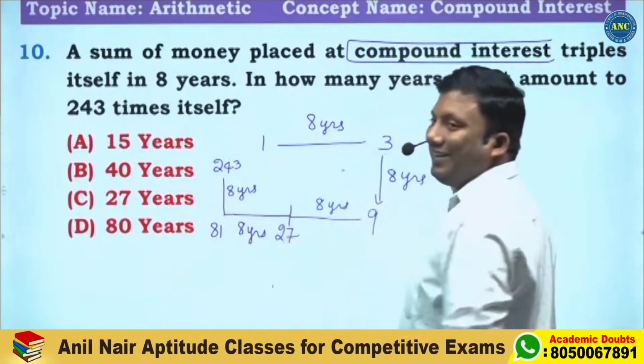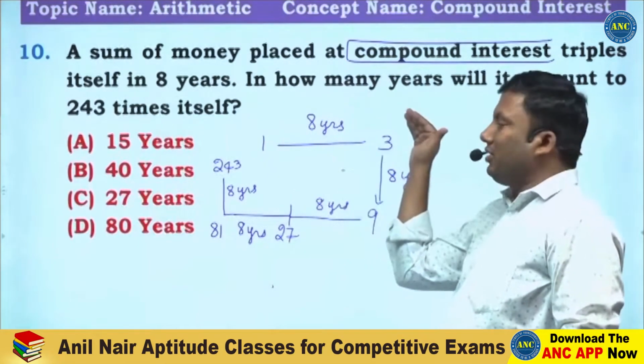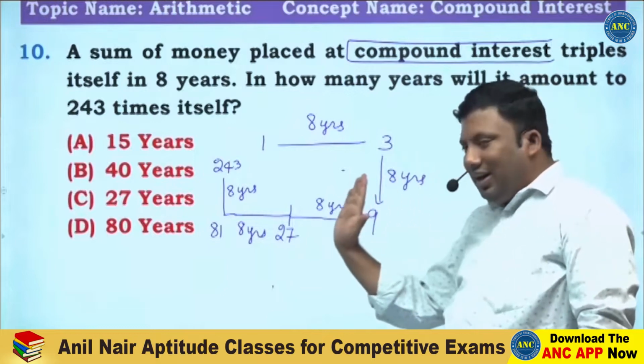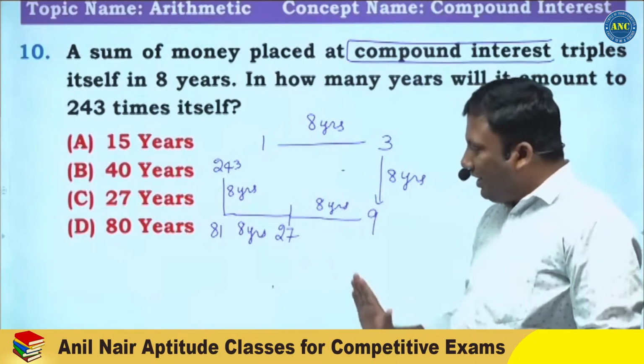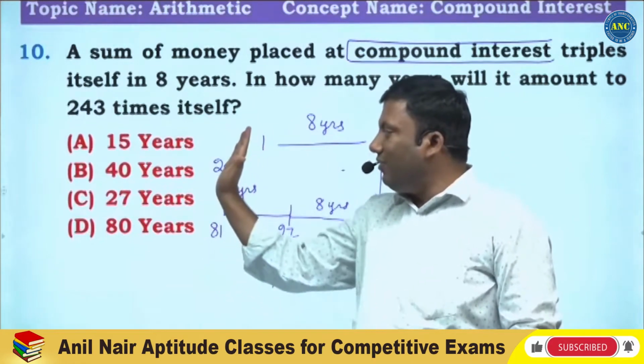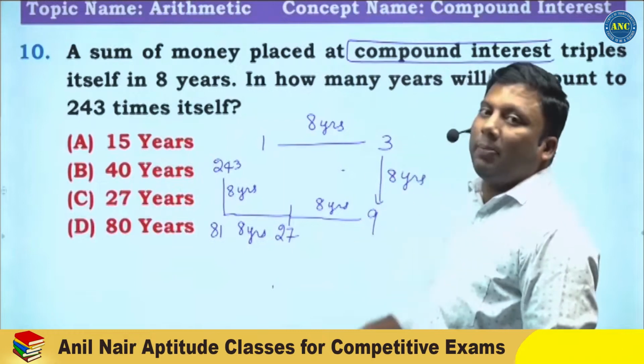For every 8 years, the sum is becoming triple. Triple means 1 is becoming 3 in 8 years. 3 is becoming 9 in 8 years. 9 is becoming 27 in 8 years. 27 is becoming 81 in 8 years. 81 is becoming 243. Everywhere it is into 3. Tripling it is.